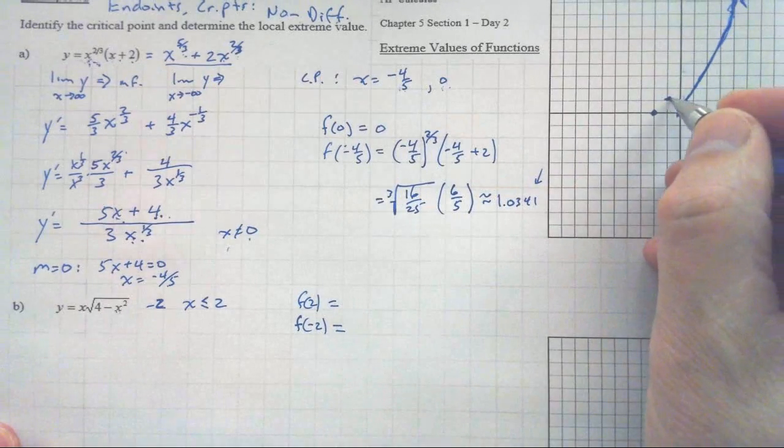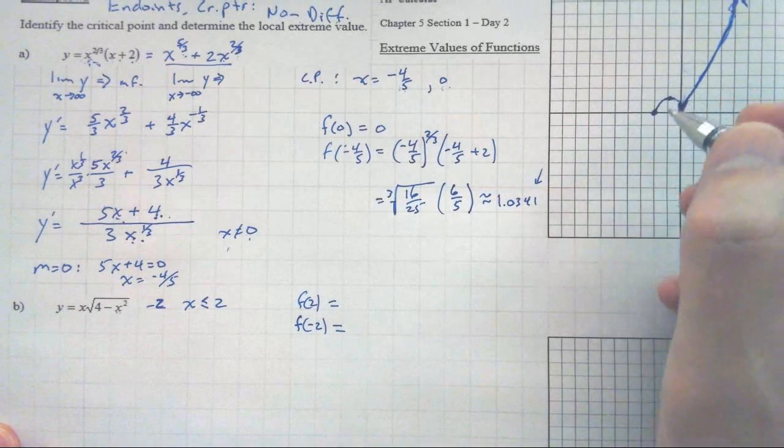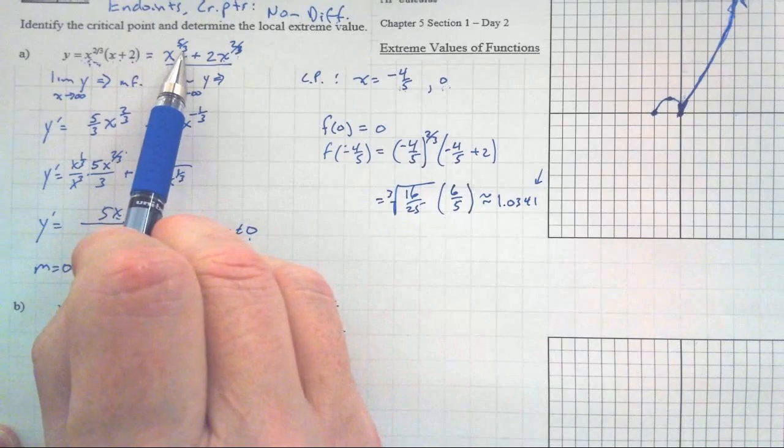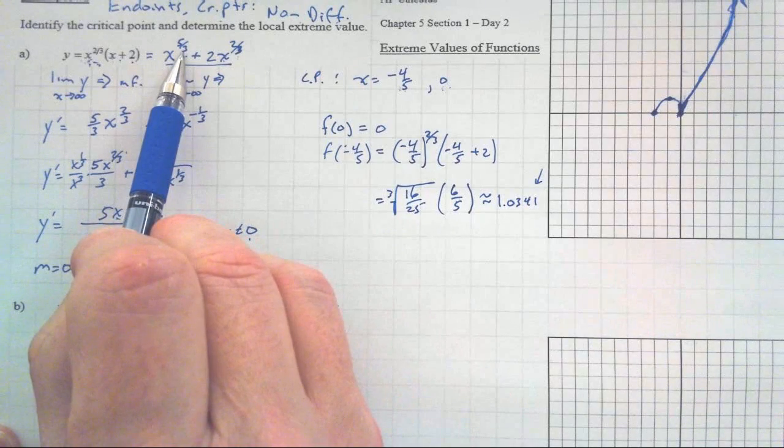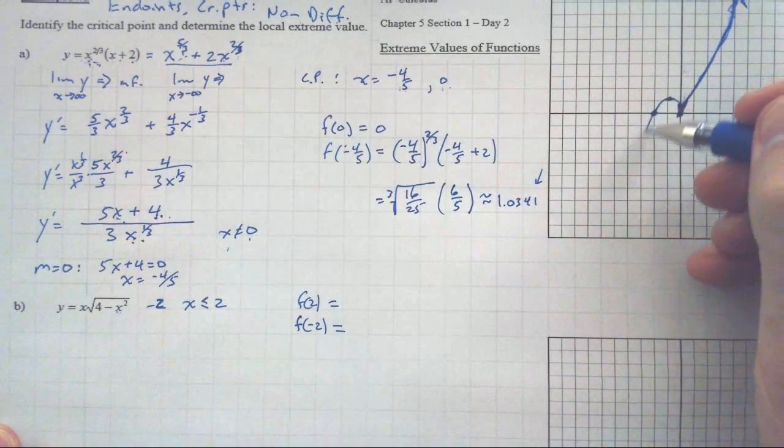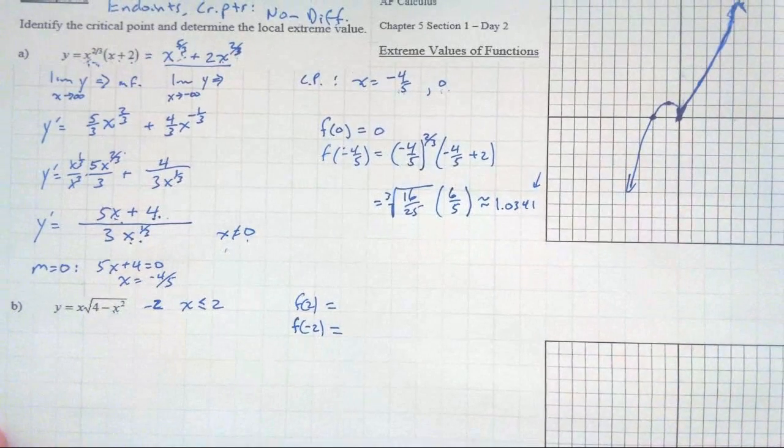So this thing has to look like this, come back down here, and this is going to take over eventually, and it's going to look steeper than a first degree. It's going to get steeper than a first degree. The graph of this looks something like this.